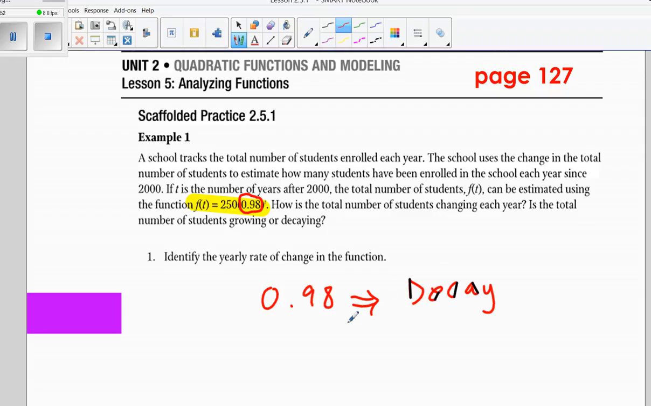Now, it's a decay of what? To determine that, you go 1 minus whatever your b value was, so 1 minus 0.98 is 0.02, which is a 2% drop. You are going down. You're decaying by 2% each year.